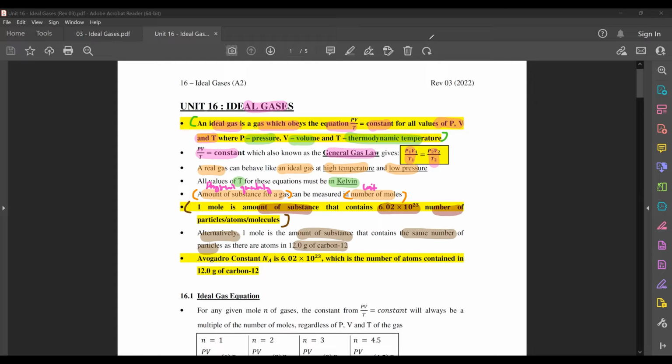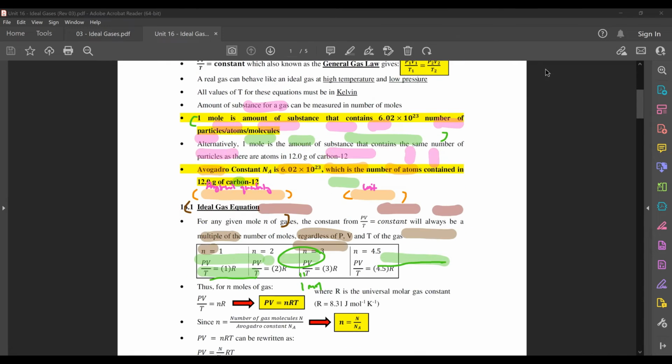And when you're talking about amount of substance, there's a particular constant that you would use a lot. That one is your Avogadro constant, N_A. That has a value of 6.02 times 10 to the power 23, which is actually the number of atoms contained in 12 grams of carbon-12. So the Avogadro constant is this value, referring to the number of atoms contained in 12 grams of carbon-12. This is actually your 1 mole. 1 mole is equal to your Avogadro constant. And 1 mole, coincidentally, is the number of atoms contained in 12 grams of carbon-12.